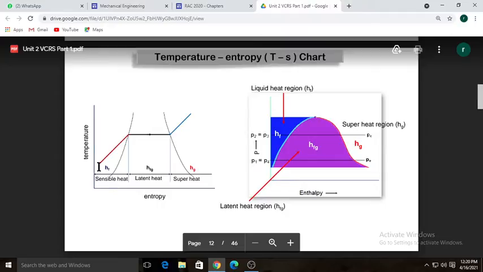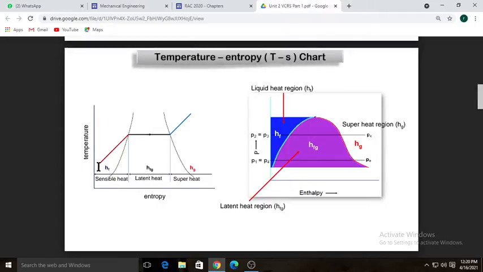Again I am repeating this. Suppose we are having ice whose temperature is minus 10 degree centigrade. We start increasing its temperature. When its temperature comes to 0, then the temperature of the ice becomes constant and the ice starts melting. As the ice starts melting, its entropy increases, but its temperature remains 0 degree centigrade until all the ice gets converted into the water. And when all the ice gets converted into the water, its temperature again starts increasing.